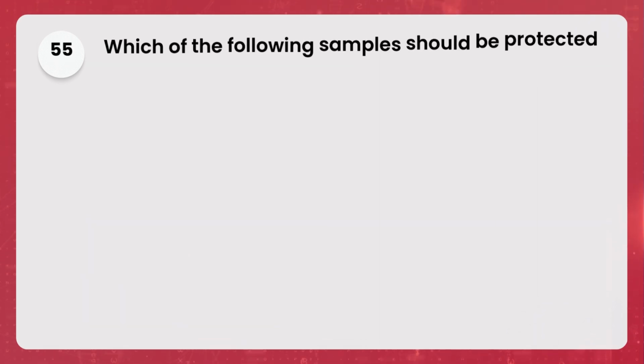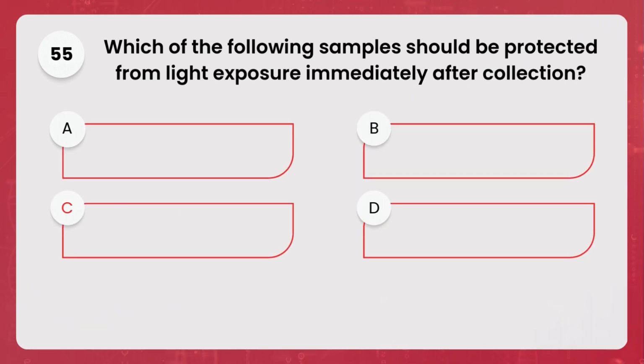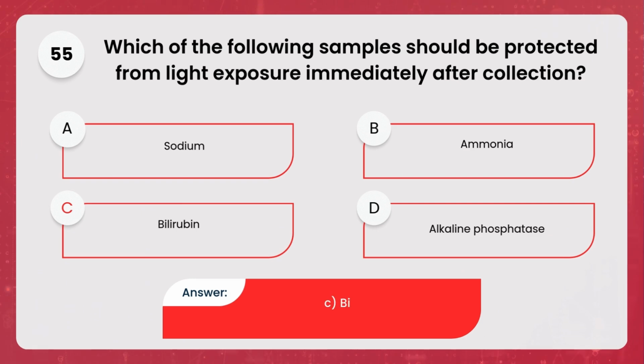Number 55. Which of the following samples should be protected from light exposure immediately after collection? A. Sodium. B. Ammonia. C. Bilirubin. D. Alkaline phosphatase. The answer is C. Bilirubin.